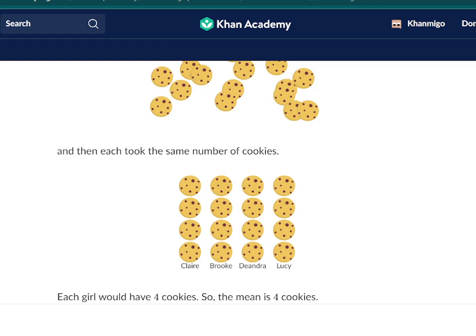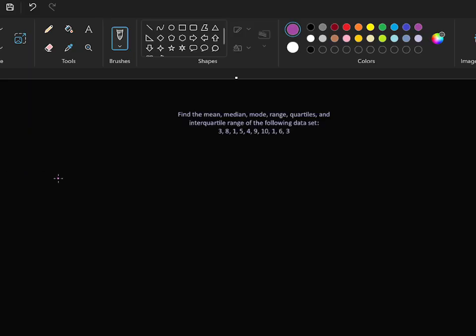So with that in mind, gotta switch displays. There we go. We want to find the mean, median, mode, range, quartiles, and interquartile range of this data set. Now I will say that we're only going to focus today on mean, median, and mode. We'll get to range, quartiles, and interquartile range in another video.